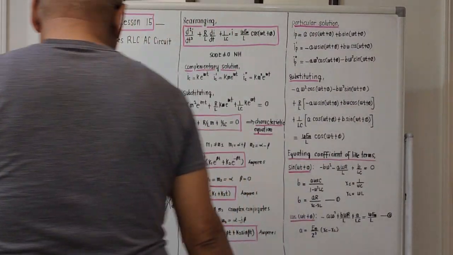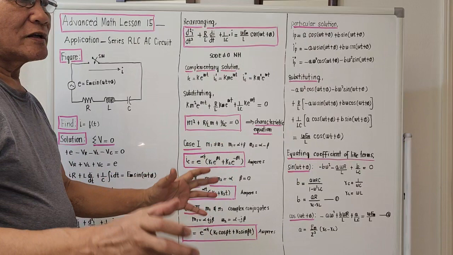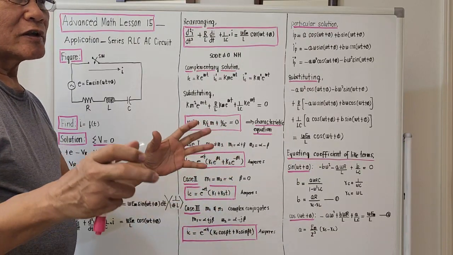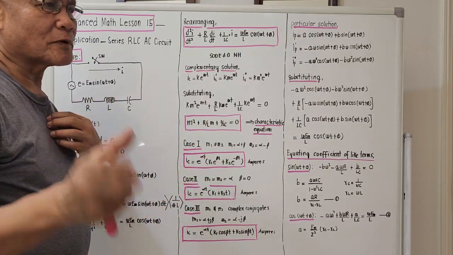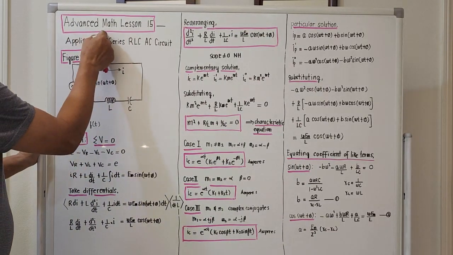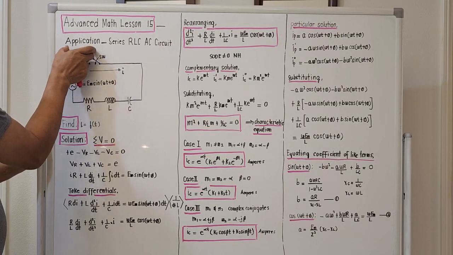Okay, let's proceed. My lesson for tonight is advanced mathematics, and we are now on lesson number 15. We are on the application of the so-called non-homogeneous differential equation. So our topic for tonight is advanced math, lesson number 15. We are on the application.